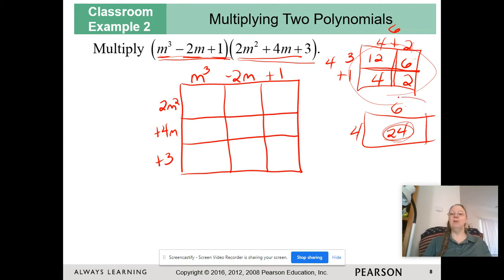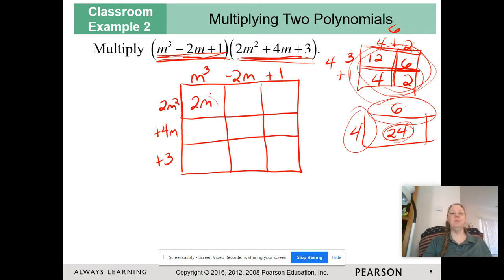So when I want to multiply this side by this side, I can actually break it up into pieces and then add up the pieces. That's what we're doing over here. If I want to multiply this side by this side, I just multiply the individual pieces and then add them up. So I'm going to multiply the 2m squared times the m cubed, which will give me 2m.